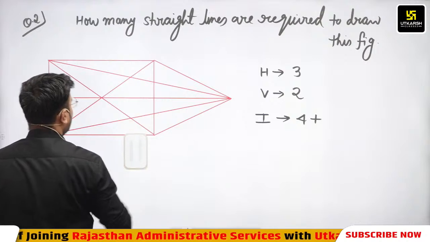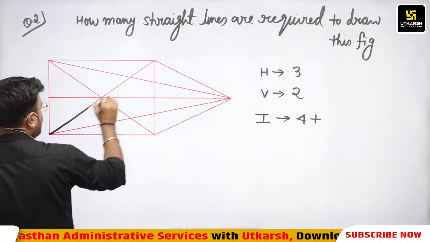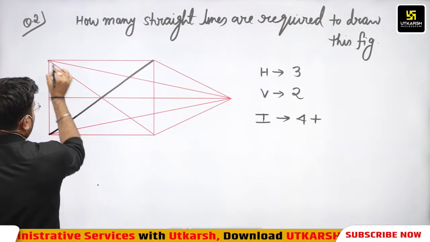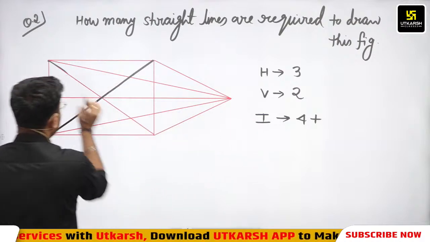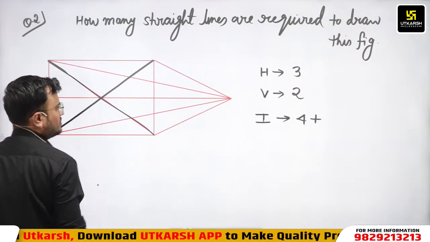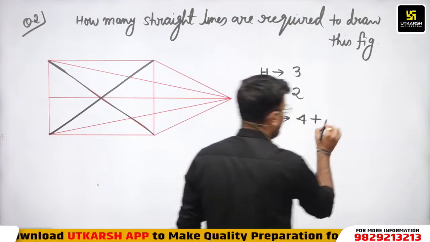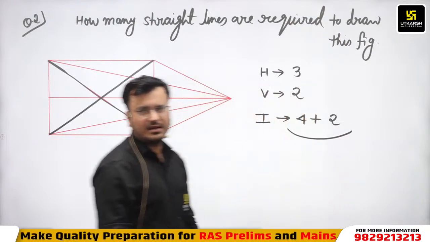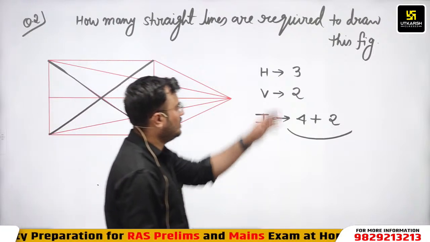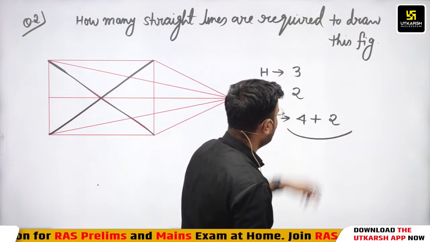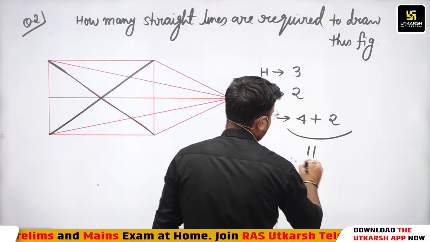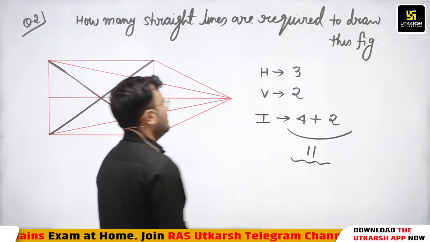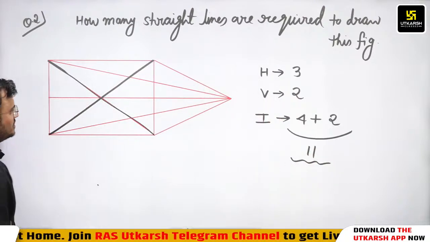Now, remaining horizontal or inclined lines are there. You can see these are not considered in these 4 lines. So first and second, other than 4 there are 2 more inclined lines. So total how many straight lines are required to draw this figure? 3 to 5, 5 plus 4, 9, 9 to 11. So 11 straight lines are required to draw this figure.